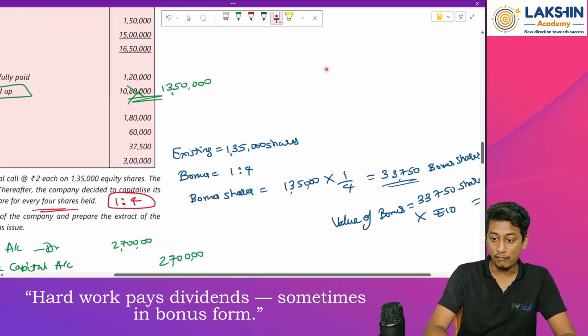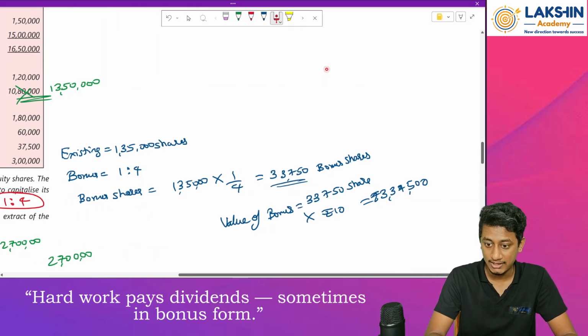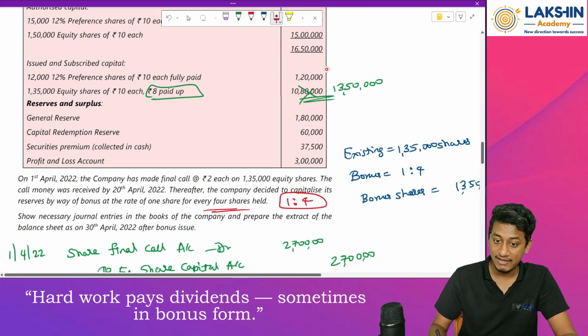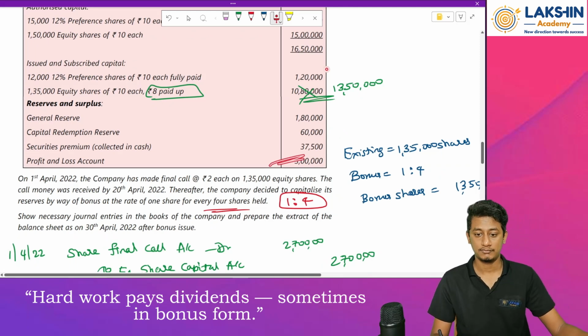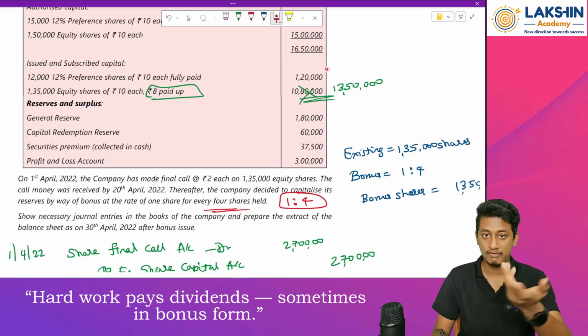So next, what will we use? How much is required more? Whatever answer you get, minus 3,37,500. So 60,000 more is required. So where will I use this from? From P&L account. Or else you can use P&L first and then you can use general reserves also. Whatever is fine with you.